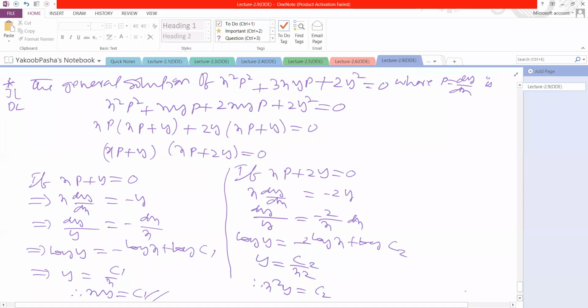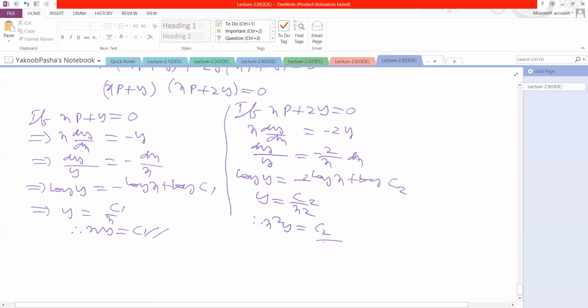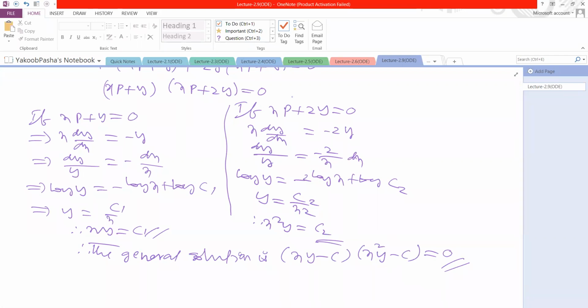Okay, now we can write the general solution. Therefore the general solution is (xy minus c)(x square y minus c) is equal to 0. This is the general solution of the given differential equation. Okay, today I will stop here. If you have any question, you can ask.